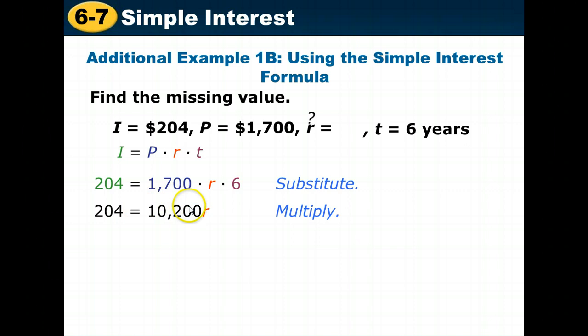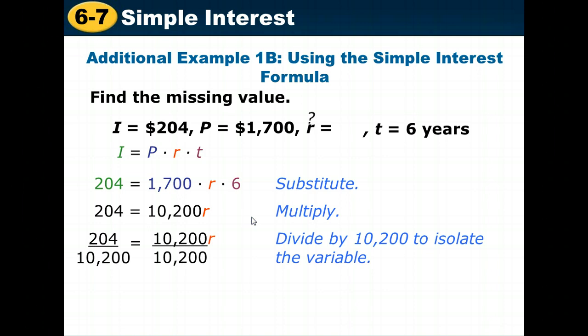Now again, this turns into an equation. To solve for R, we divide by 10,200 on both sides. Okay, and the interest rate will be 0.02, but we need to express the interest as a percent, so we multiply this 0.02 by 100 and we get 2%. Do not forget to multiply your rate by 100 after you solve it to get 2%.